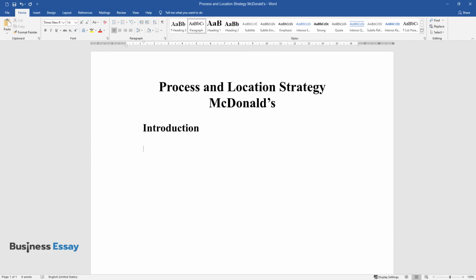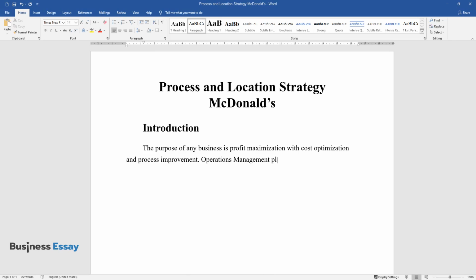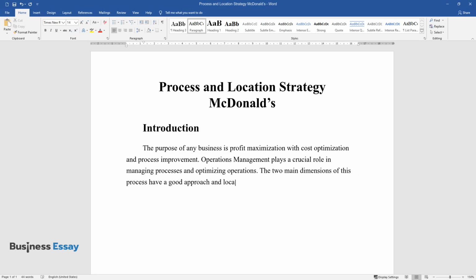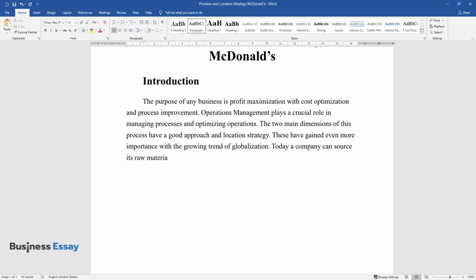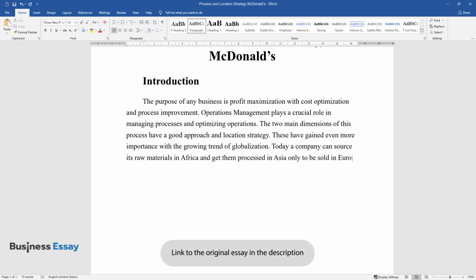Introduction. The purpose of any business is profit maximization with cost optimization and process improvement. Operations management plays a crucial role in managing processes and optimizing operations. The two main dimensions of this are process approach and location strategy. These have gained even more importance with the growing trend of globalization. Today, a company can source its raw materials in Africa and get them processed in Asia only to be sold in Europe and the Americas.